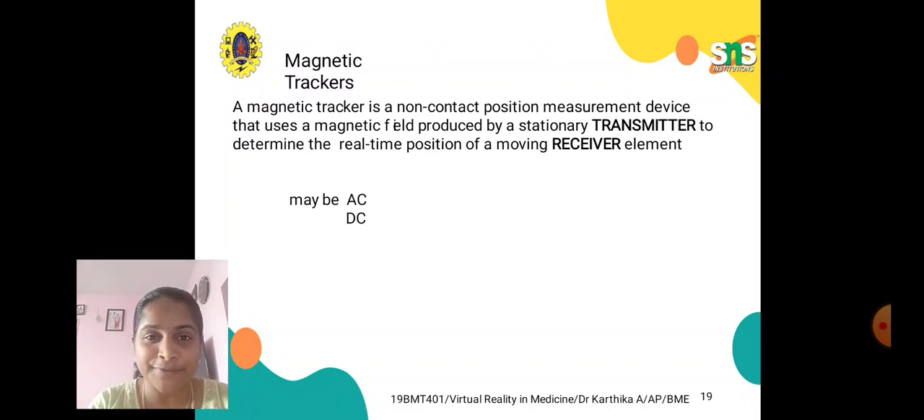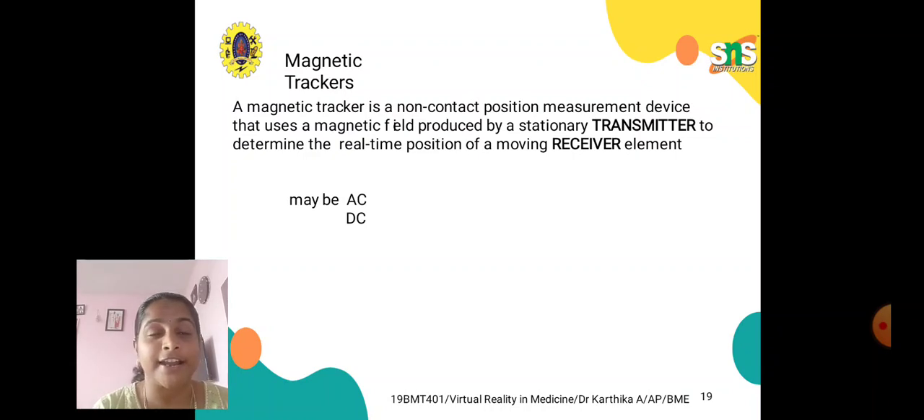In the previous video, we discussed trackers, tracker characteristics, the performance of trackers, and the parameters which affect trackers. And today in this series, we are going to discuss the types of trackers. Here, I am going to discuss the magnetic tracker. First one, a magnetic tracker.